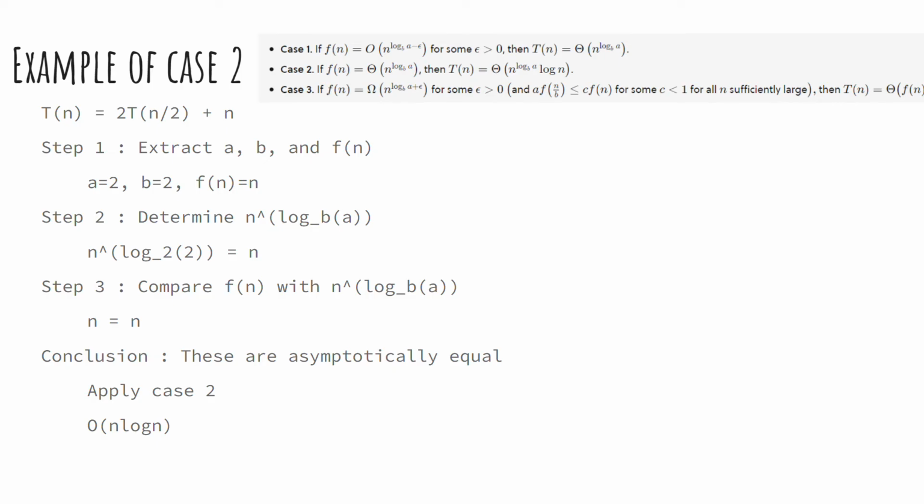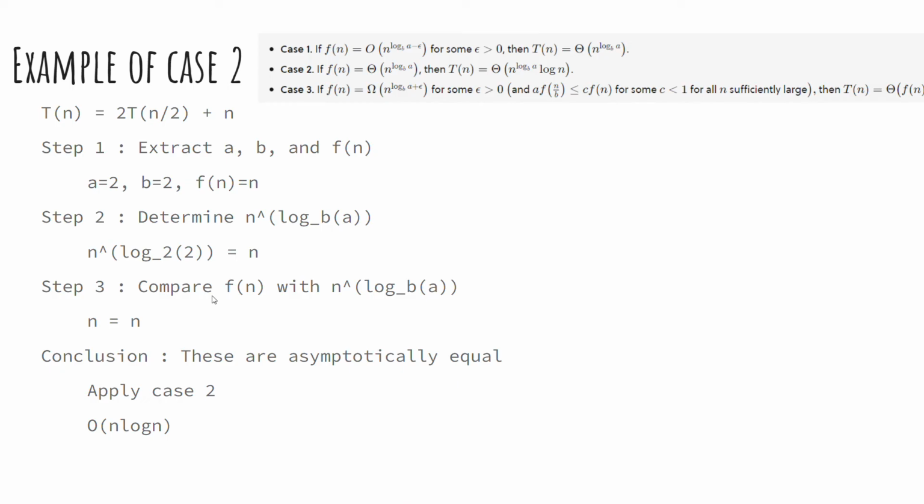Alright, here's an example of using Master theorem case 2. We are given a recurrence relation T(n) = 2·T(n/2) + n. First step, we extract a, b, and f(n). We get a equals 2, b equals 2, and f(n) is equal to n, right? Now we determine n^(log_b a), so we get n^(log_2 2), which ends up being n again, right?